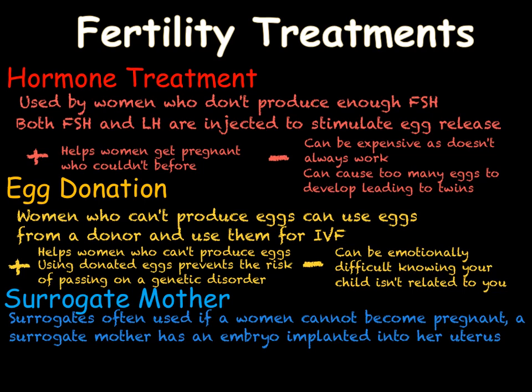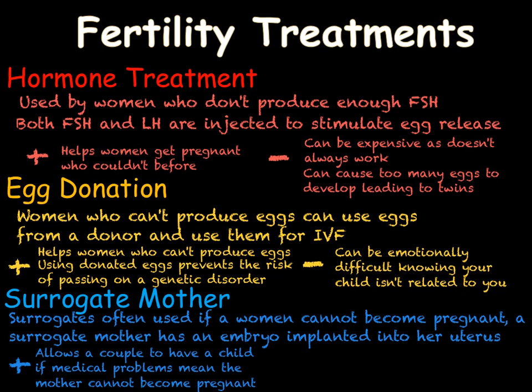The embryo is then implanted into the surrogate mother's uterus. Then, after giving birth, the woman gives the baby to the couple who asked her to be their surrogate. So she gives birth to the child and then passes the child over to the designated parents. Again, a major positive of this is it allows a couple to have children if medical problems mean the mother can't become pregnant or it's too risky for her to give birth.